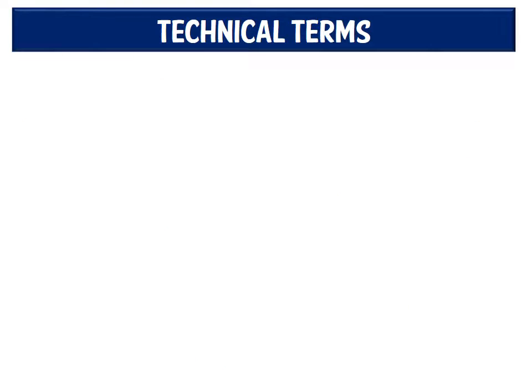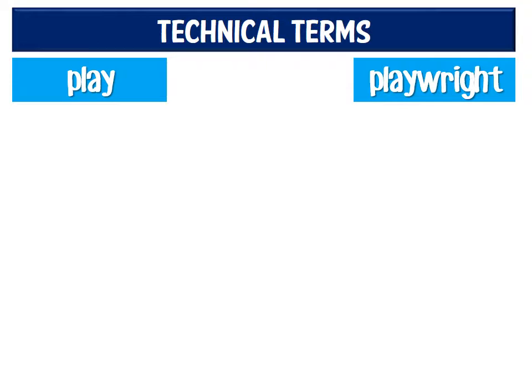So, technical terms, what are they expecting? Well, the obvious one is to refer to it as a play, which might seem obvious, but you should be surprised how many candidates refer to it as a novel, which would be really, really bad. Do not do that. And the writer is a playwright. That's a word that's worth learning to spell. Please don't forget the W in the middle.